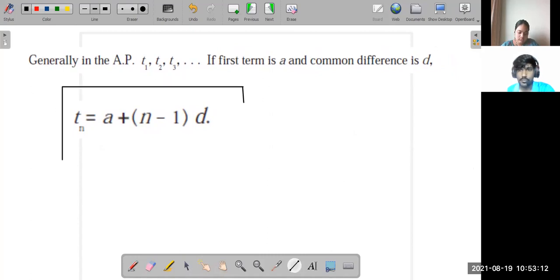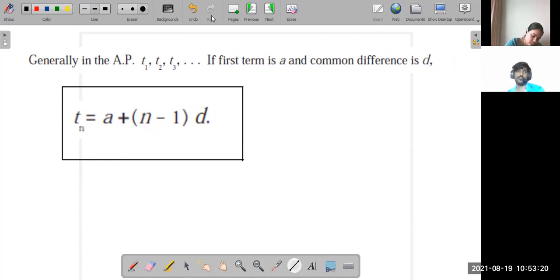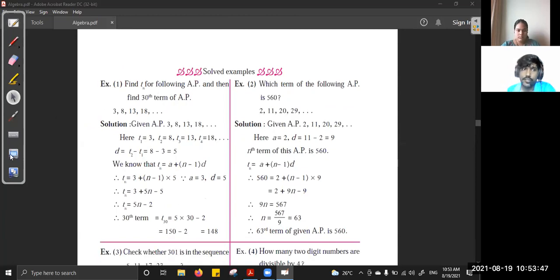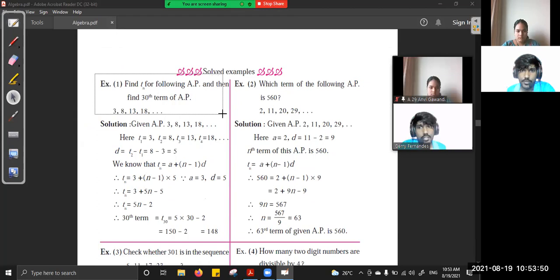Tn formula. Write it down. Yeah, done. Just have to write the formula. Yes. So I'll just do one example sum and then I'll show you how to use the formula, and then we will solve the exercise.